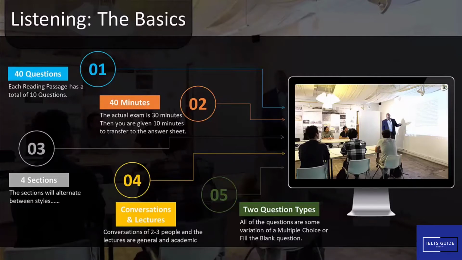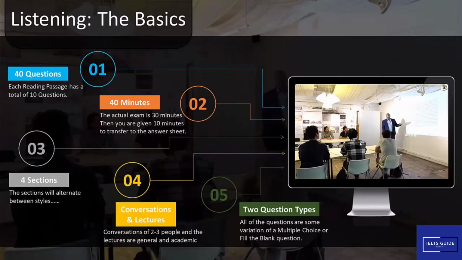Now, it's perfectly fine if you want to write your answers directly on the answer sheet right away. But some students like to put their answers on the actual test itself, and then they give you 10 minutes afterwards to transfer your answers. So the total amount of time is 40 minutes.